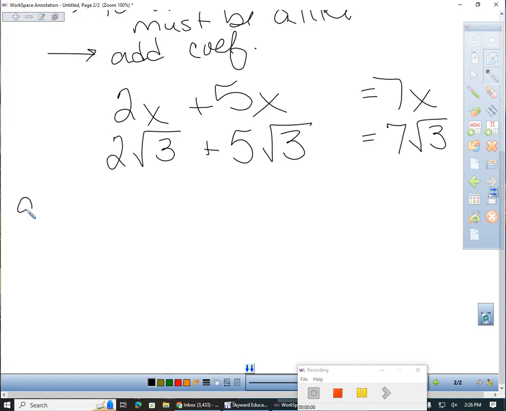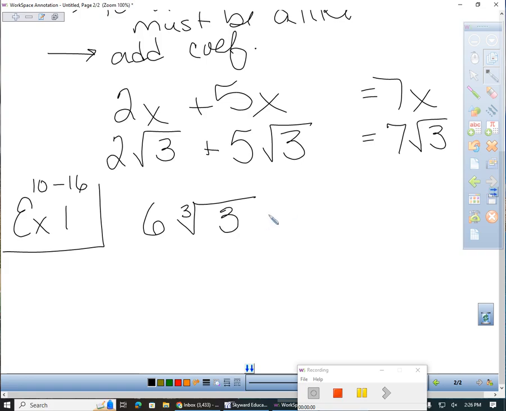So here's example number 1. This is at the very beginning, 10 through 16. Let's say I have 6 cube root of 3 minus 4 cube roots of 3. Are those like terms? They are. So all we do is subtract their coefficients. 6 and negative 4, we get 2 cube roots of 3.